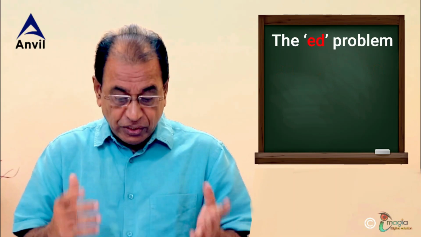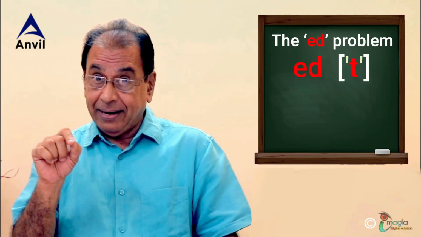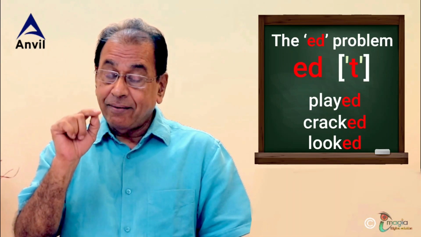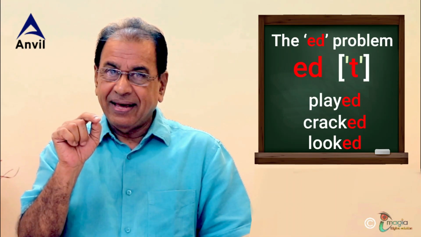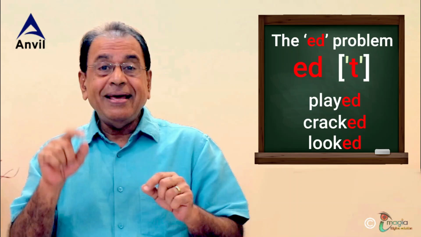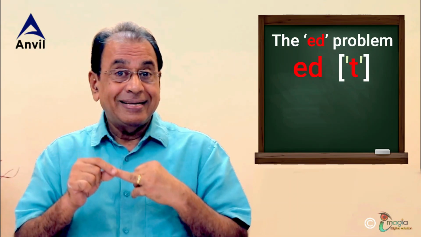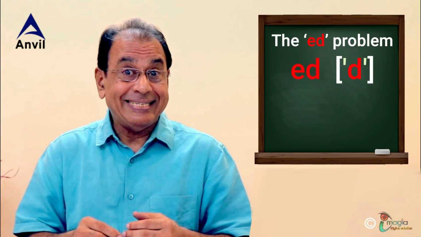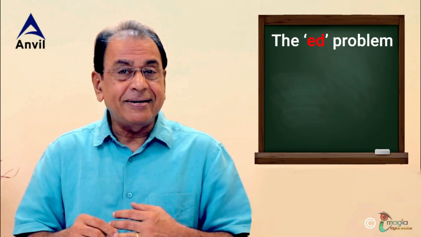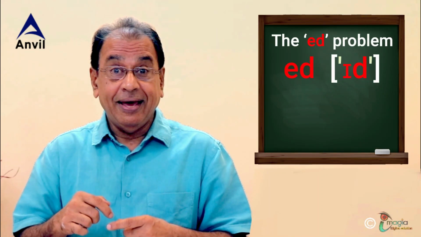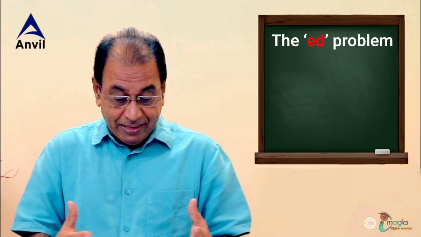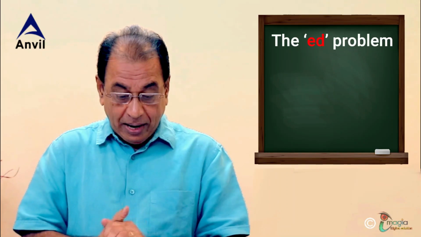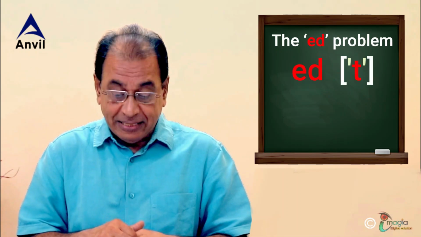First one is pronounced the ED: played, cracked, looked, etc. There we use T, not ED. So ED has one pronunciation as a T. Second, we have D. Third, we have id. Okay, we'll take a quick look at these three different pronunciations of ED in the English language. Number one, let's take for instance T pronunciations.